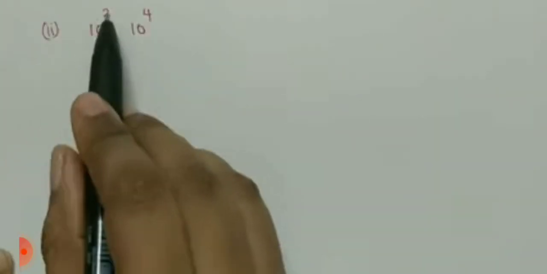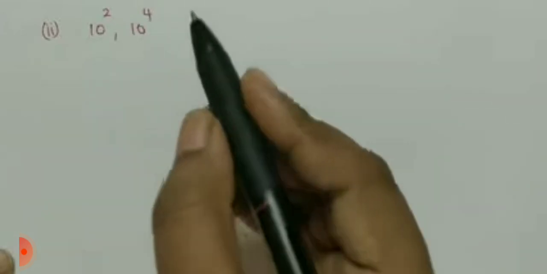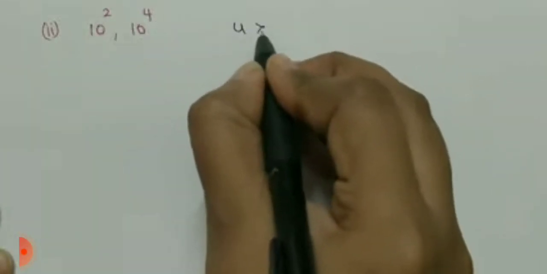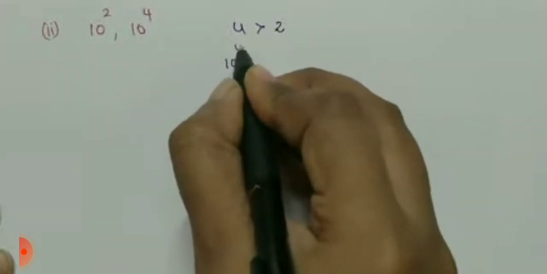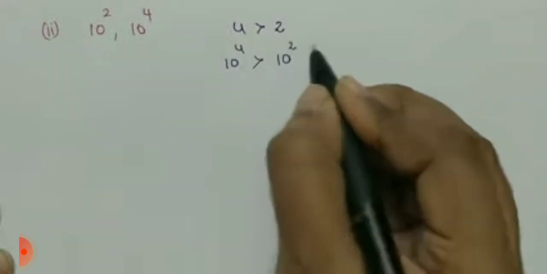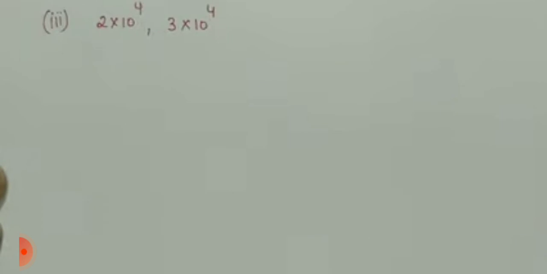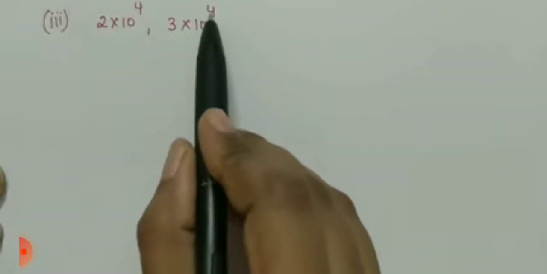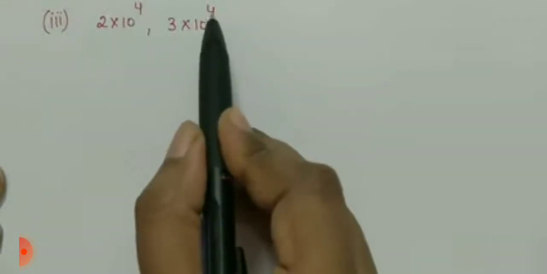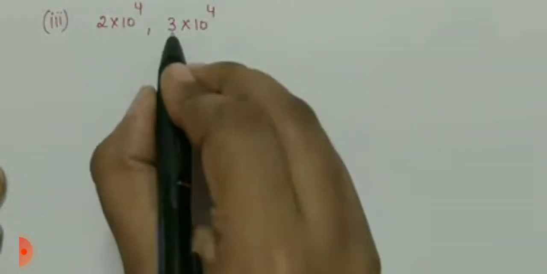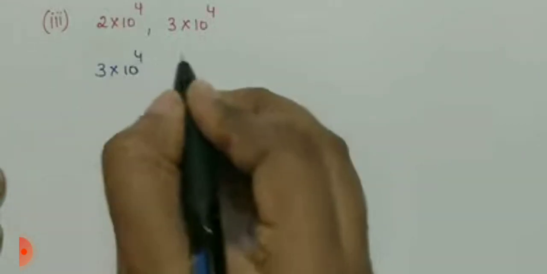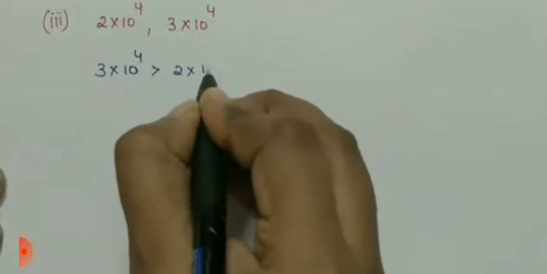Second one, compare 10 square and 10 to the power of 4. In this, base is equal. Now compare powers. 4 is greater than 2, therefore 10 to the power of 4 is greater than 10 square. Third one, compare 2 into 10 to the power of 4 and 3 into 10 to the power of 4. Here 10 to the power of 4 is equal, and 3 is greater than 2. Therefore, 3 into 10 to the power of 4 is greater than 2 into 10 to the power of 4.